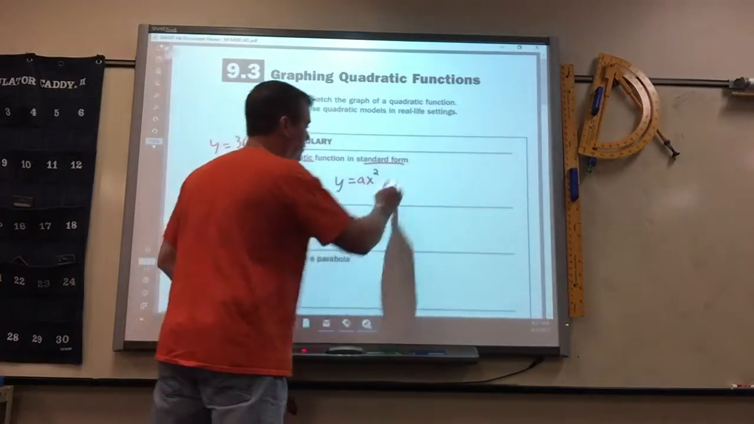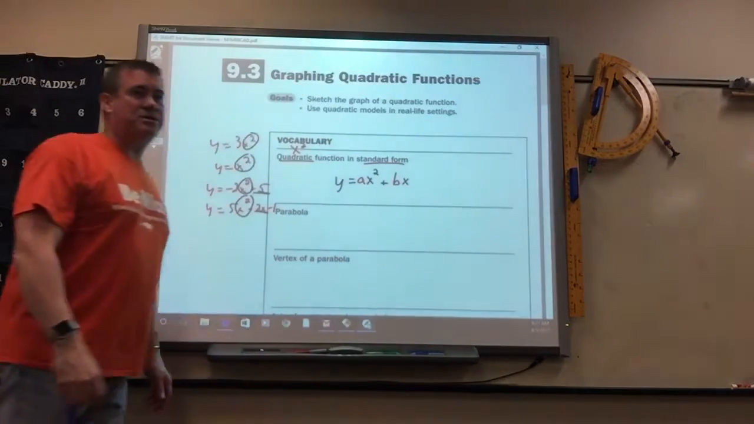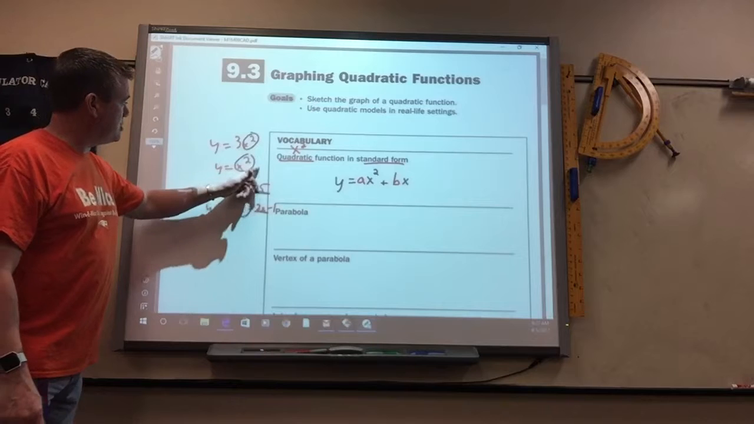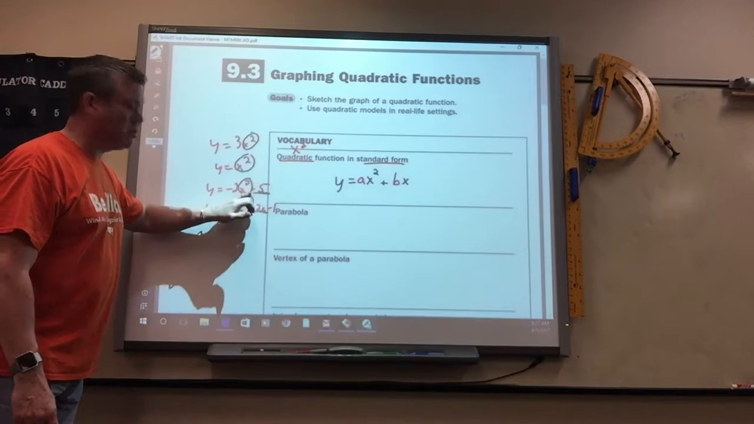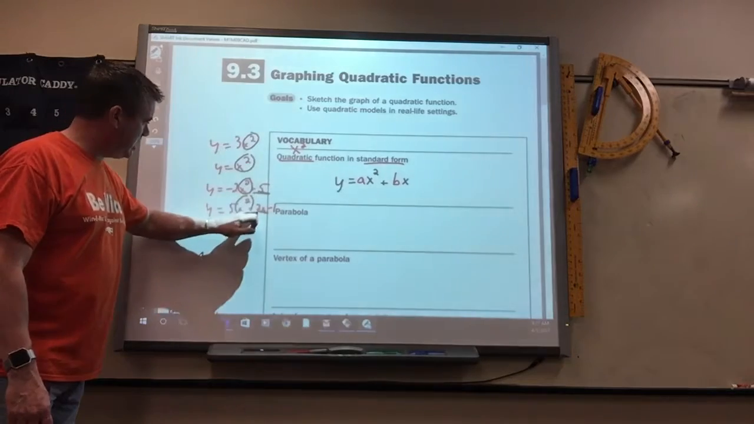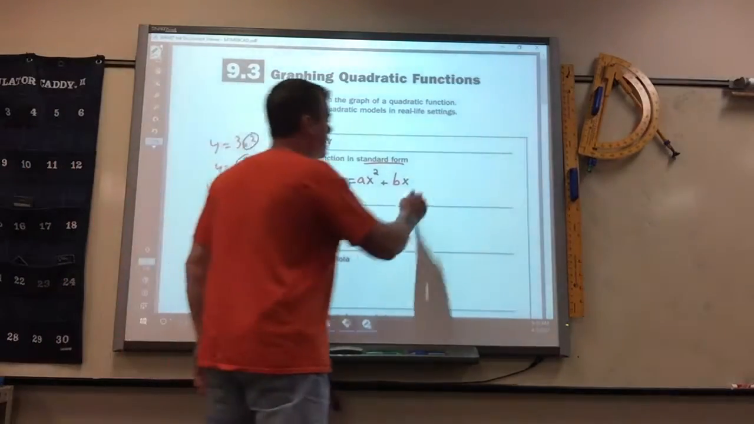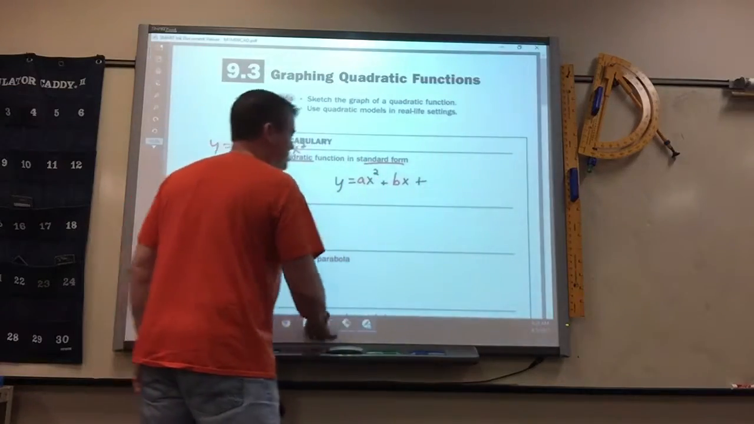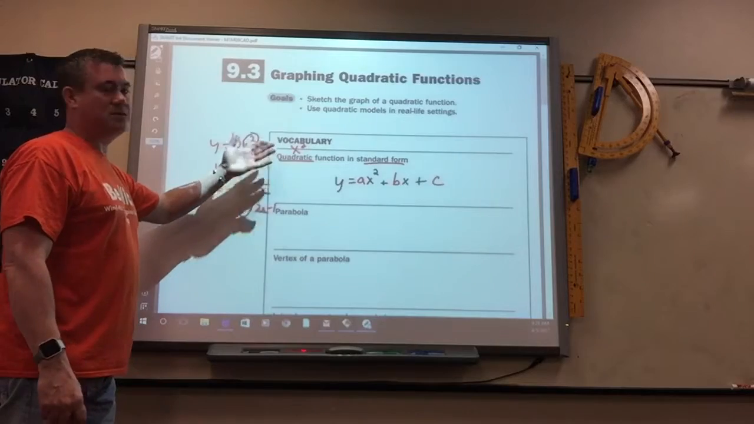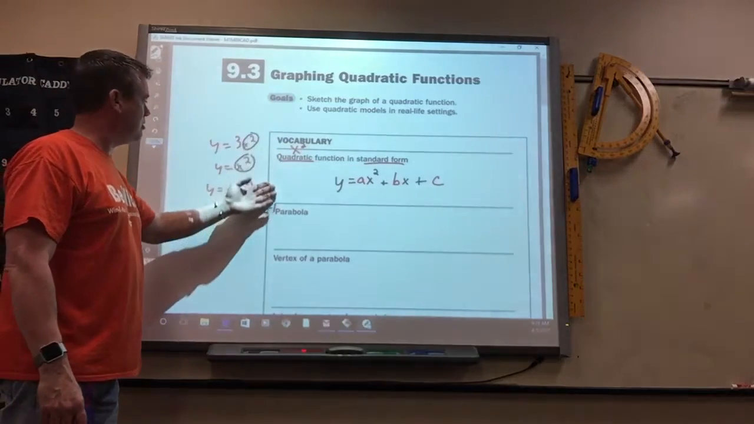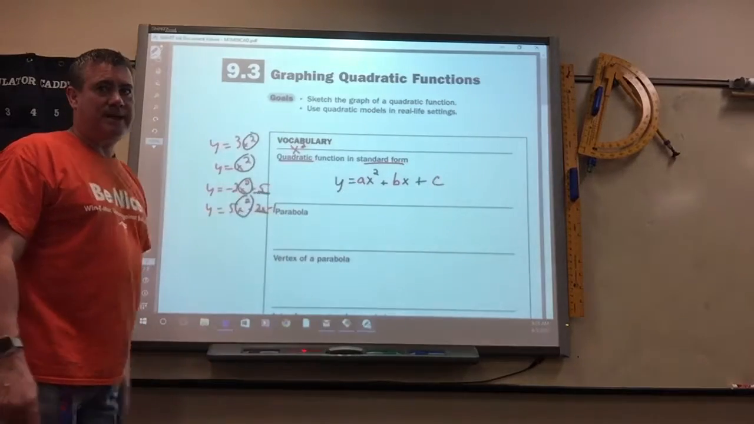Plus b times x. Sometimes b is 0. Like here, there is no x, so b is 0. Here, there is no x, b is 0. Here, there is no x, b is 0. But here, there is an x, so b is 2. And then it'd be plus c, just a constant. And again, there can be no constant sometimes, so c can be 0. Here, c is 5. Here, c is negative 1. Okay?